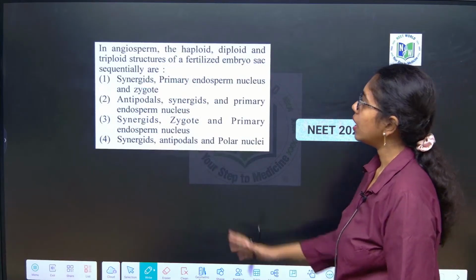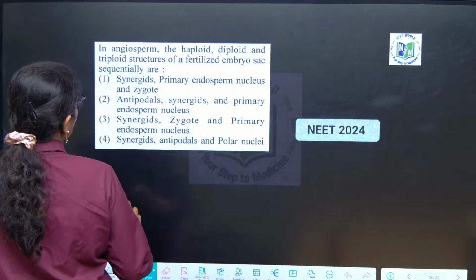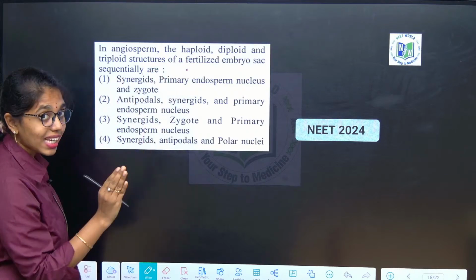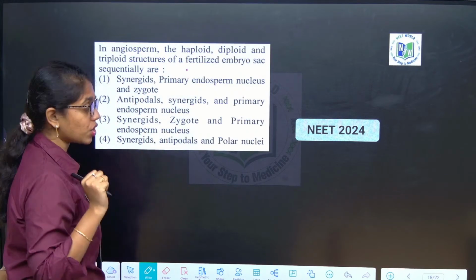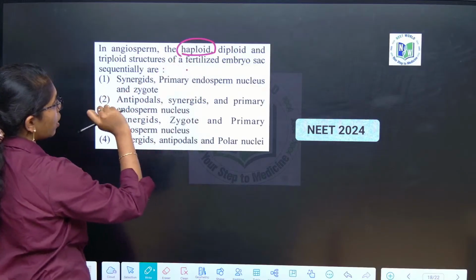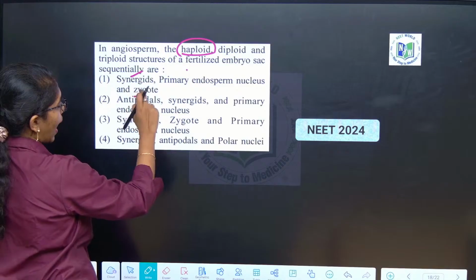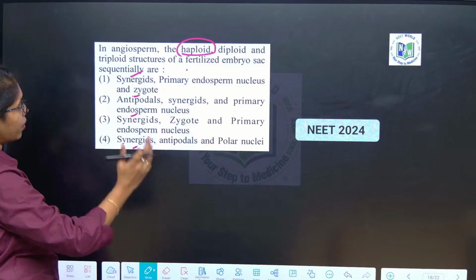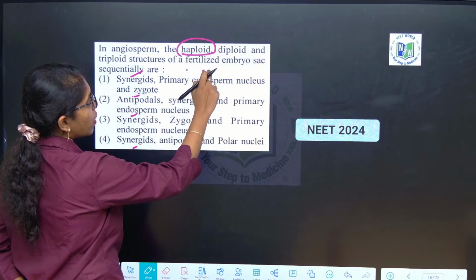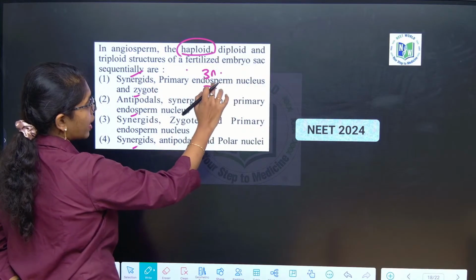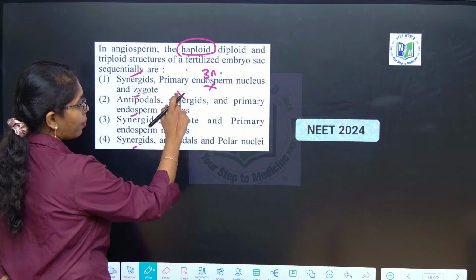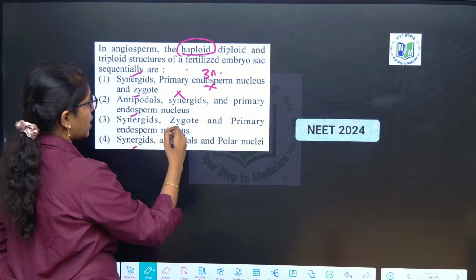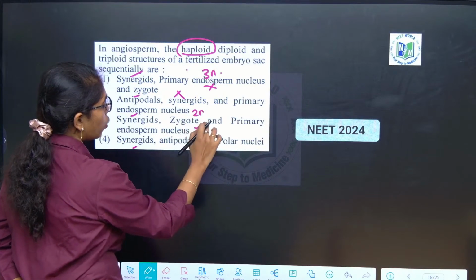Next, in 2024, this is about the embryo sac. In angiosperms, the haploid, diploid, triploid structures of the fertilized embryo sac. He is asking about the fertilized embryo sac. Just now we have seen, first is the haploid structure of the embryo sac. Synergids are haploid, antipodals are haploid. All these cells are haploid only. Primary endospermic nucleus is triploid, it is not diploid, so you can eliminate this option. Synergids are haploid, so you can eliminate this also. The zygote, which is the primary product after fertilization, is diploid. So, you can go with this answer.